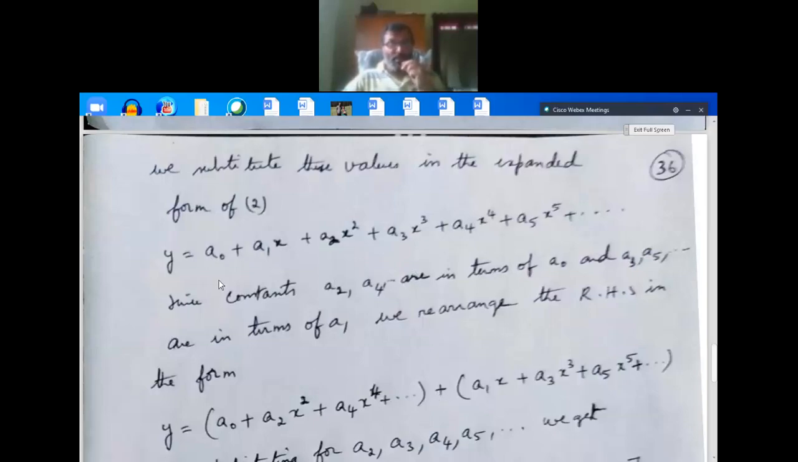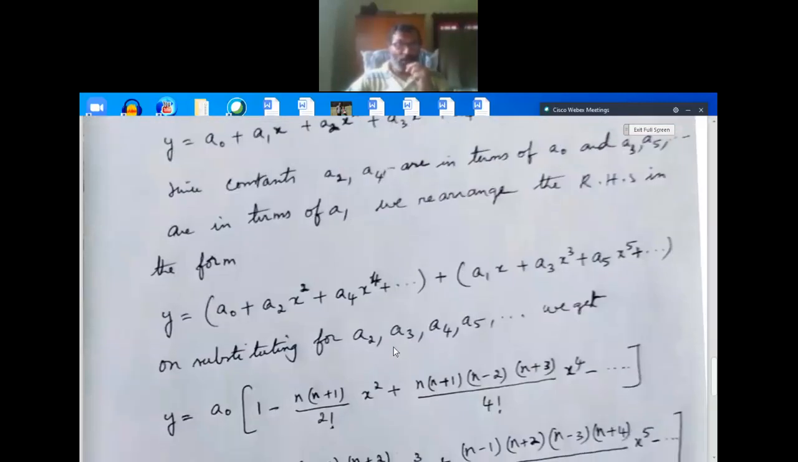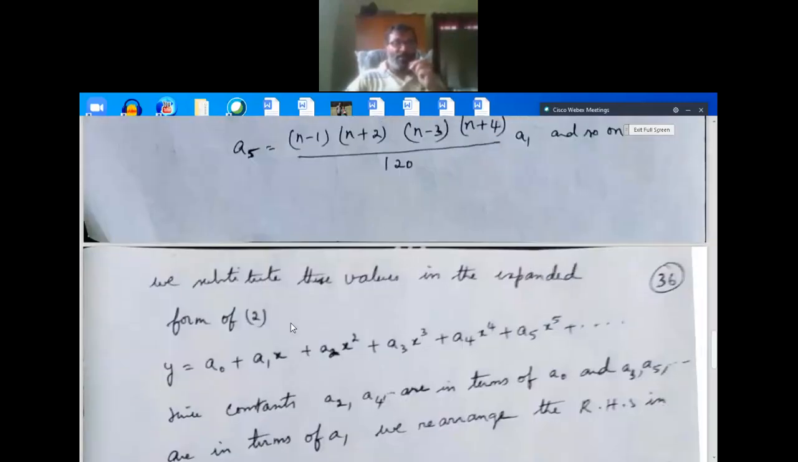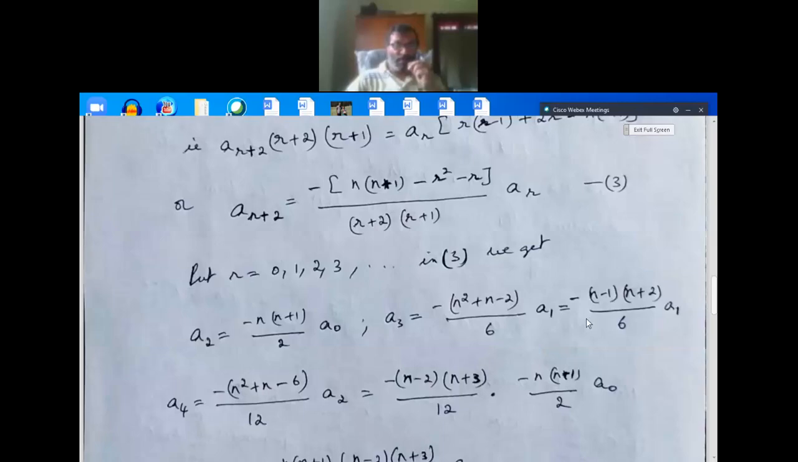The odd terms start with a1x plus a3x cubed plus a5x to the power 5 plus and so on. Two or three terms are enough. Now I substitute the values of a2, a4, a3, a5, etc. in their places. a0 is as it is. Now I substitute the a2 value. What is the a2 value? It is minus (n minus 1)(n plus 2) by 6 into a1.